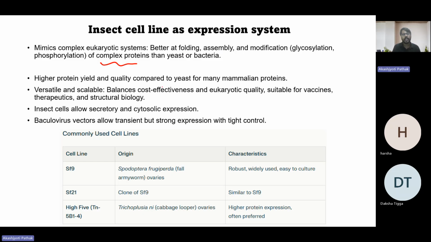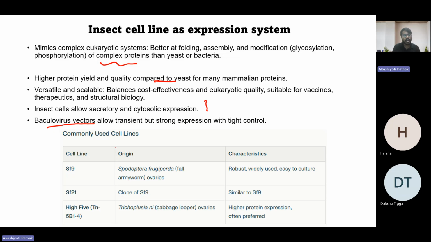The protein yield and quality compared to yeast will be better, and they will be more scalable. The yield of protein will go high, and you can use it for therapeutic purposes. If you want to sell that therapeutic protein commercially, then you have to go for this system. For insect cell line expression, you need baculovirus vectors. These baculoviruses are the viruses which infect insect cell lines.